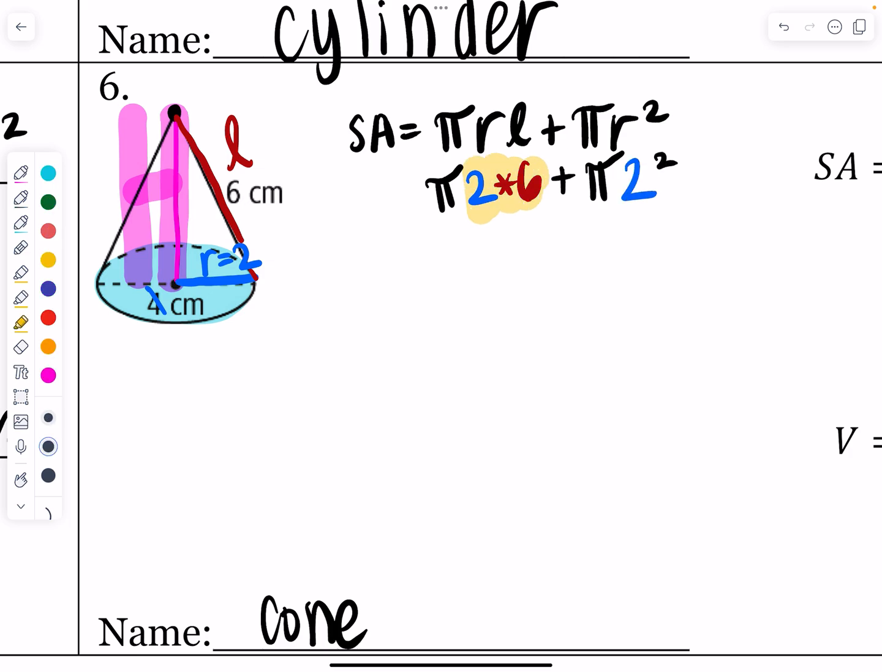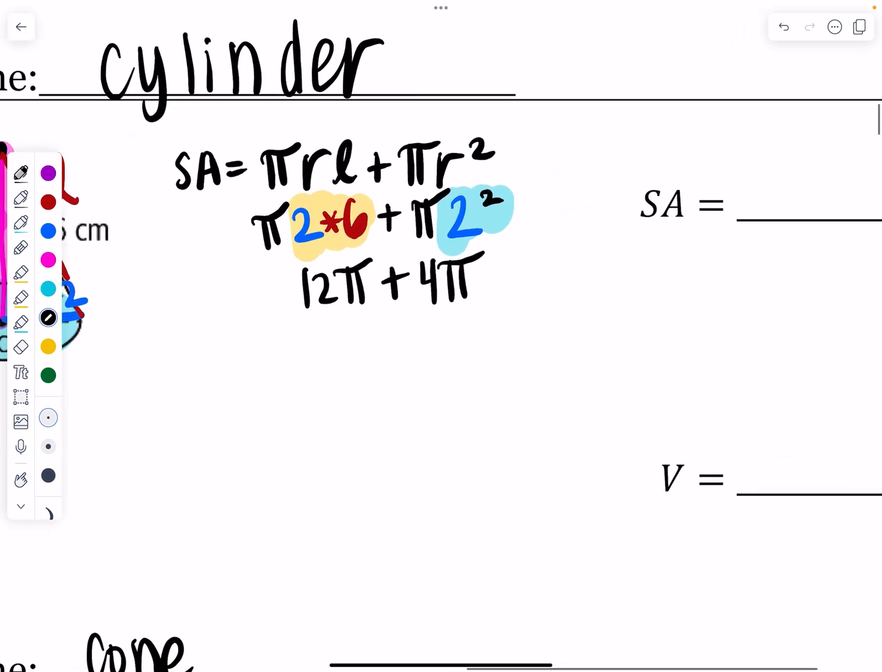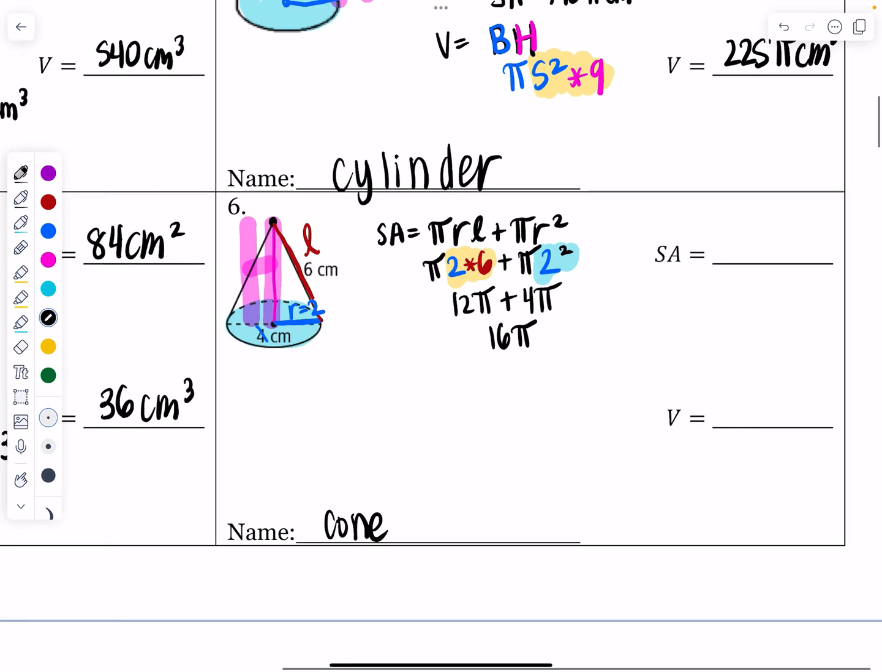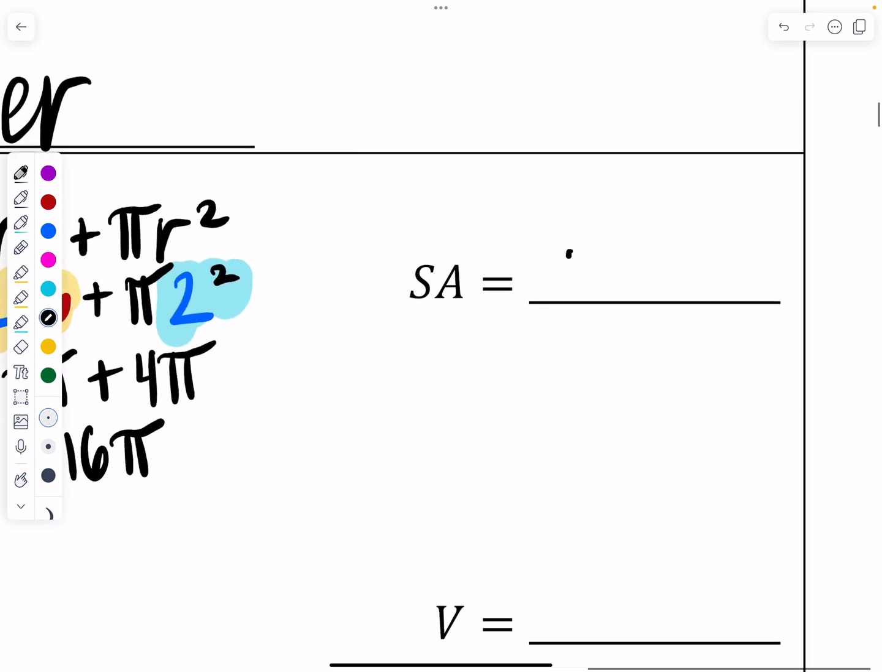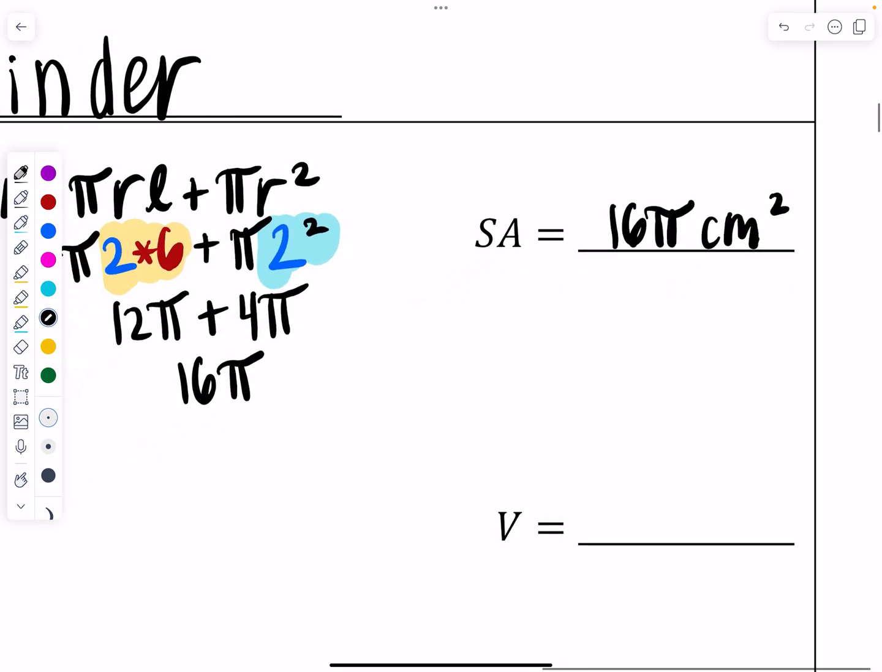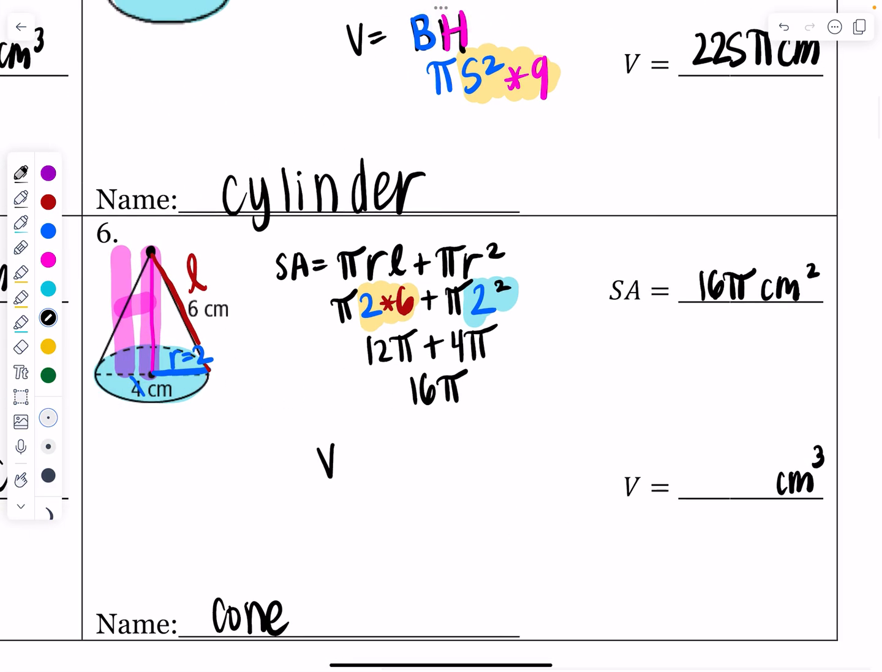I'm going to say, okay, well, what is 2 times 6? That's going to give me 12 pi for my walls, plus, what about my bases? That's going to give me 4 pi when I type in 2 squared. And so 12 pi plus 4 pi is going to give me a total of 16 pi. What are my units going to be? Centimeters squared. 16 pi centimeters squared is surface area. And then in this problem, centimeters cubed is going to be my volume. So let's go find our volume.